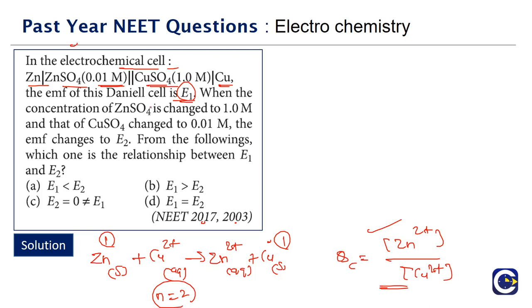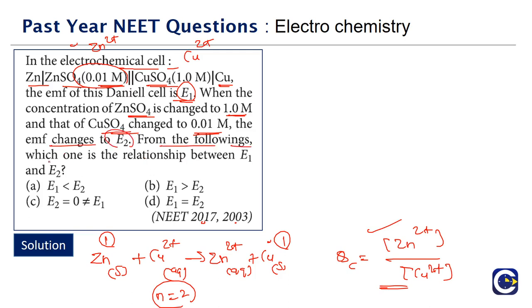Okay, so now let's come back to the question. When you have zinc sulfate 0.01 molar, that is the zinc 2 plus concentration. Copper sulfate 1 molar is the copper 2 plus concentration. So at these concentrations the EMF is E1. When the concentration of zinc sulfate is changed to 1 and copper sulfate is changed to 0.01, meaning they are interchanged, the EMF changes to E2.